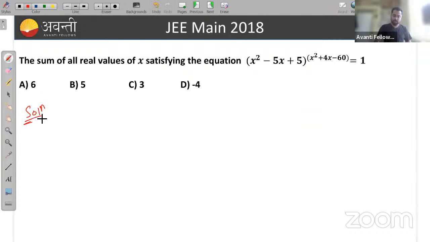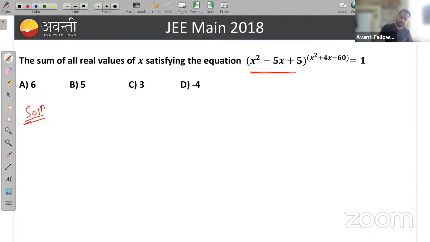Solution. Solve with me. Before me, you should solve these questions. So the equation is (x square minus 5x plus 5) to the power (x square plus 4x minus 60) is equal to 1. So how many cases are arising here? Option 3 is the correct answer. Very good. How did he get it? Let's see.